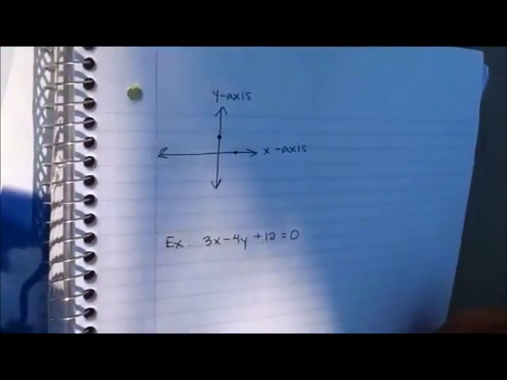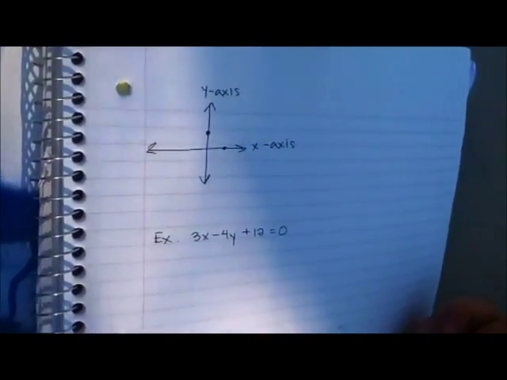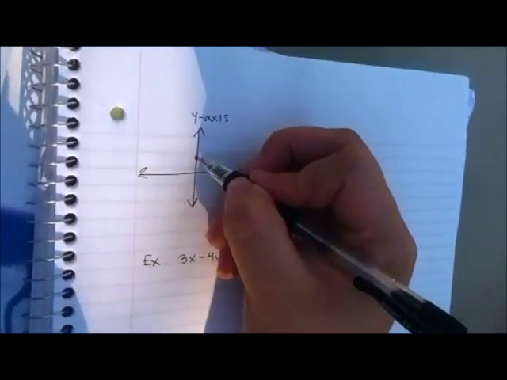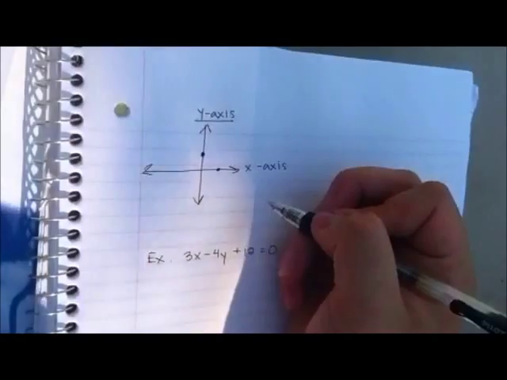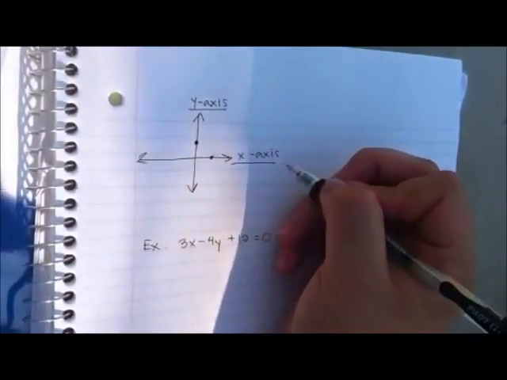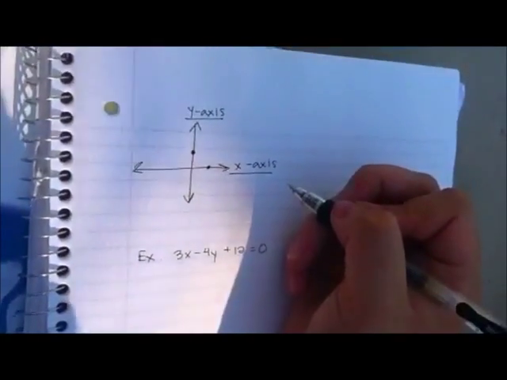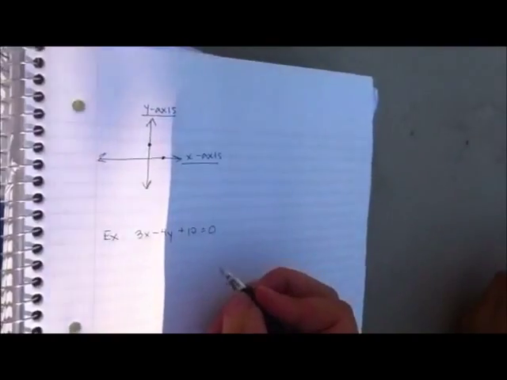Now let's move on to our last example for this section. You should already know what an x- and y-intercept are, but if you don't, I'll refresh your memory. A y-intercept is a point at which the graph crosses the y-axis, and the coordinate of the point at which it crosses the x-axis is the x-intercept. For this problem, they want us to find the x- and y-intercept, and then graph the equation.